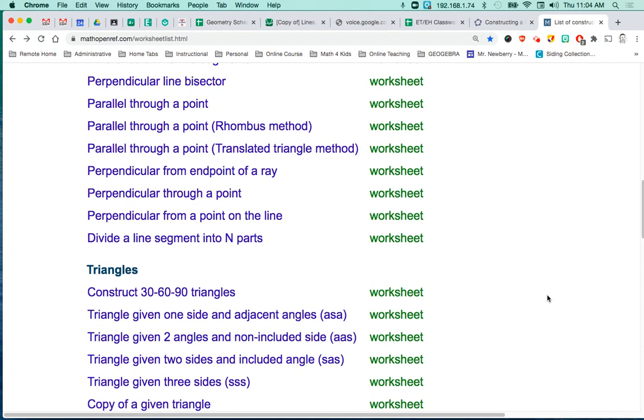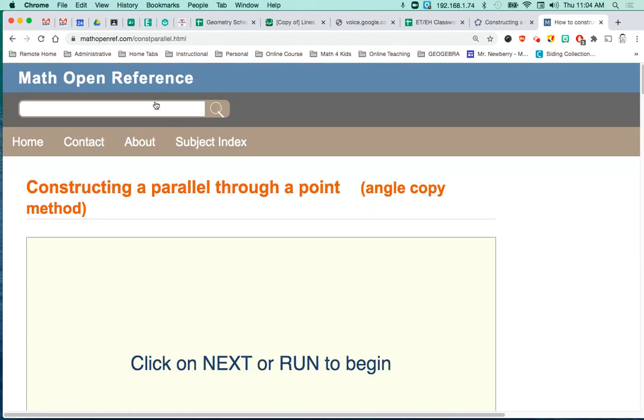I know that we went through this in class already, but I wanted to give you guys some reference. So we're going to go through this one more time and hopefully get all the details in there for you. So we're going to do the first one, parallel through a point. This is the one that's an angle copy method.